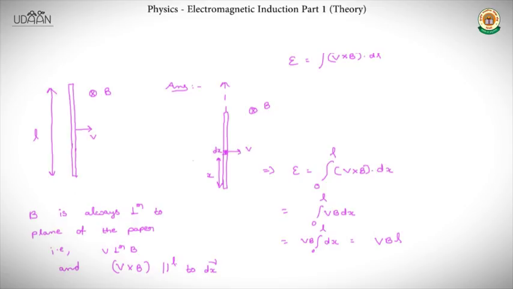And again, v cross B is parallel to dx, so this would give a maximum value. So the EMF induced in the small part dx would be v B dx. And we integrate this dx from 0 to L, for the length of the rod. On integrating, we find that it comes out to be v into B into L.